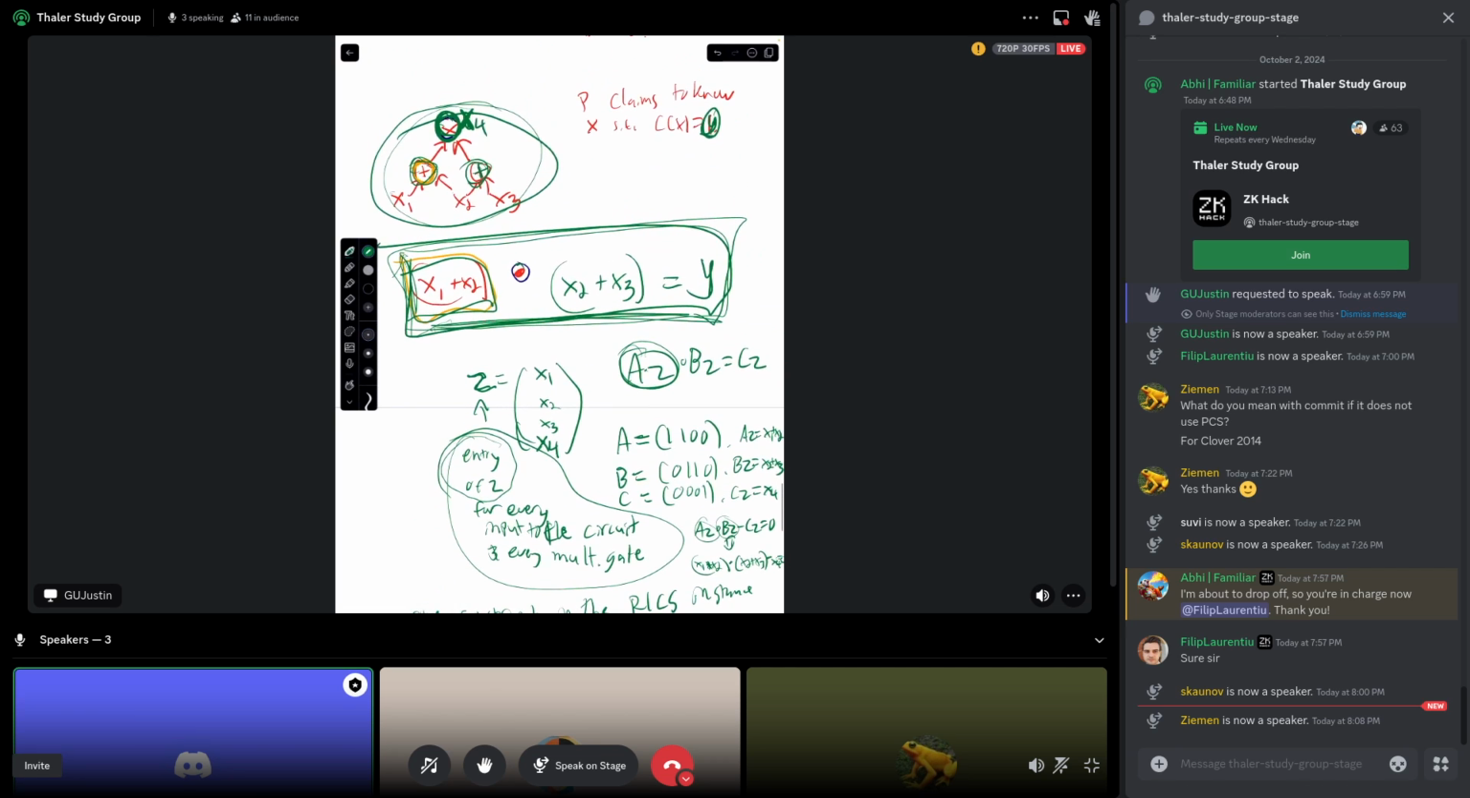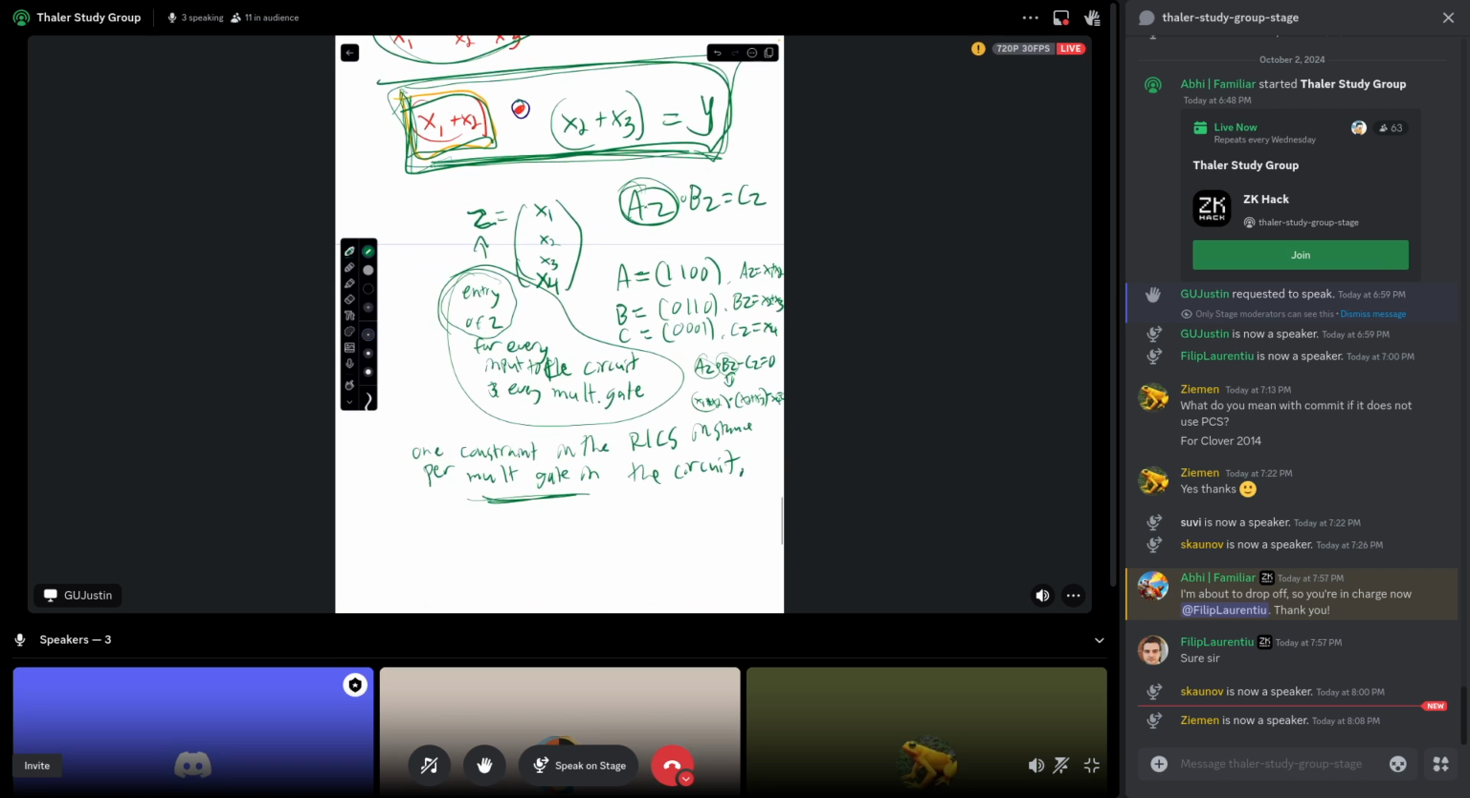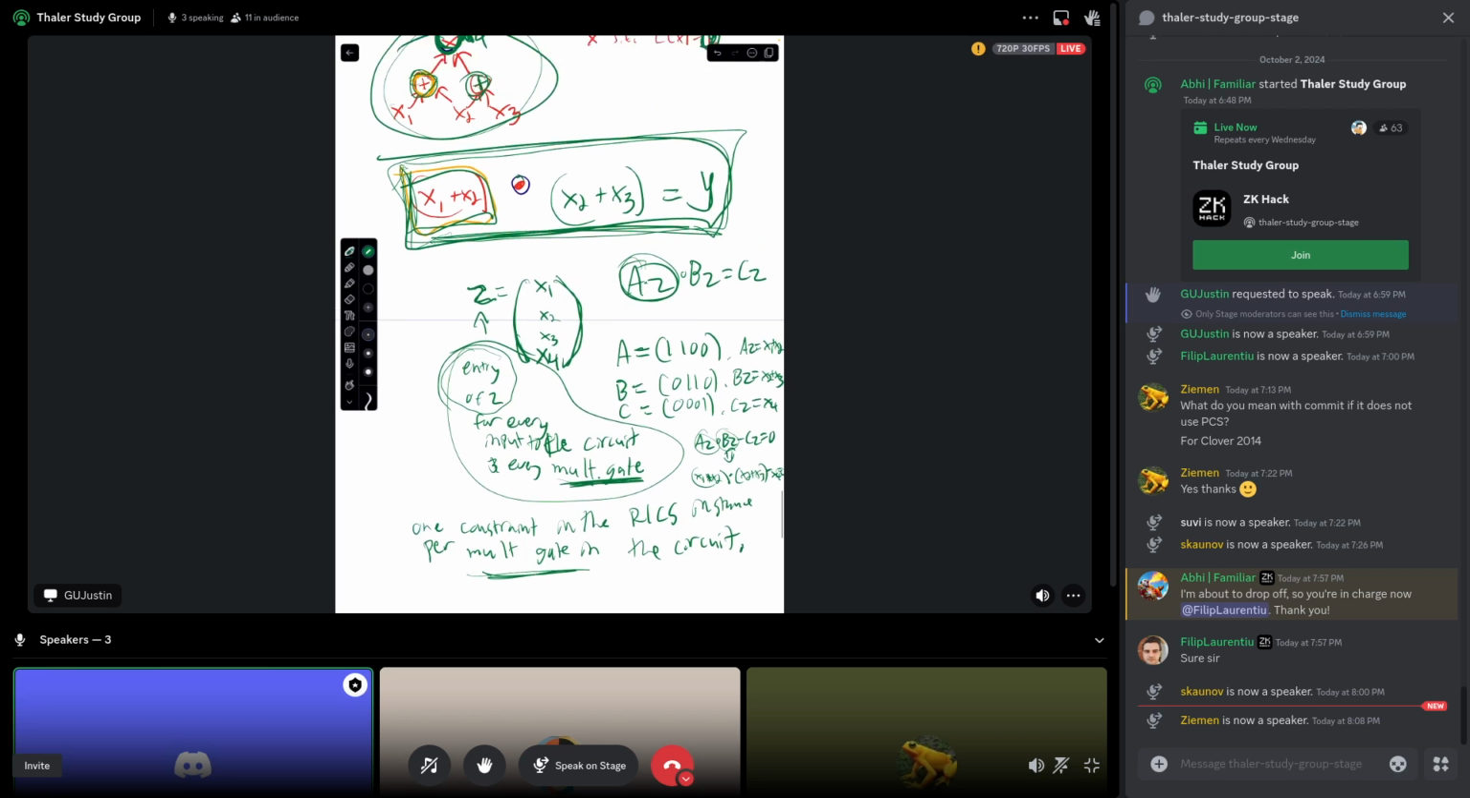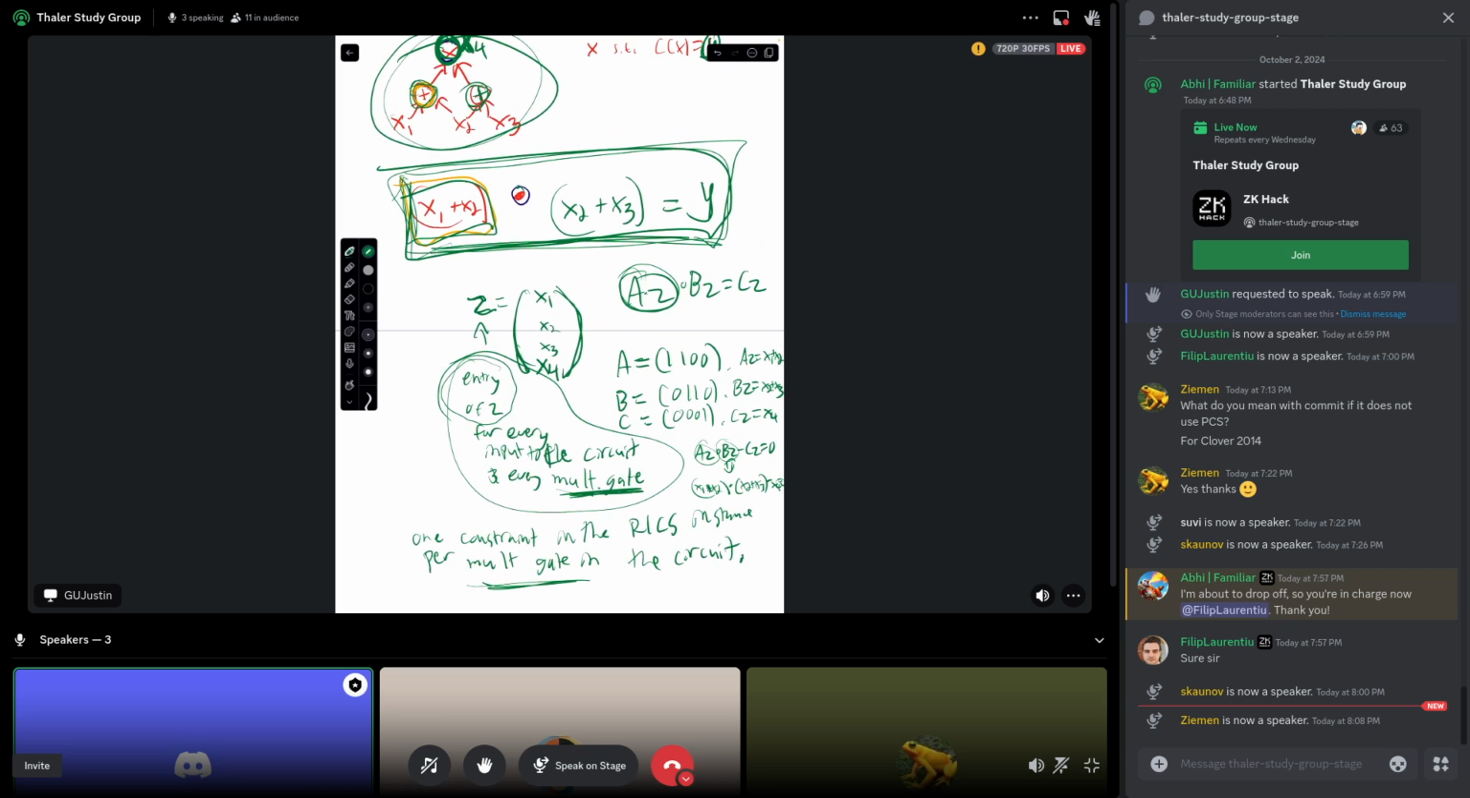If I have a circuit SAT instance, I can turn it into an equivalent R1CS instance. In the R1CS instance, there is an entry of the solution vector for every input to the circuit and every multiplication gate. There's also a constraint for every multiplication gate. The ith constraint just enforces that the ith multiplication gate is assigned a value that is the product of the two inputs to that gate.